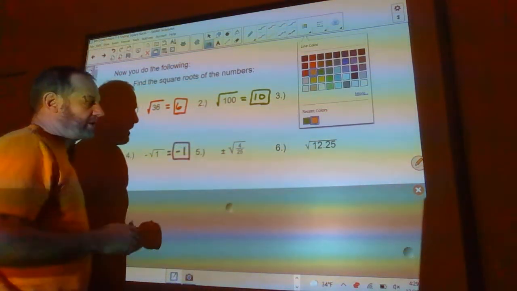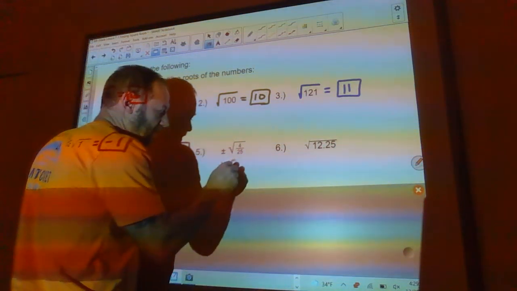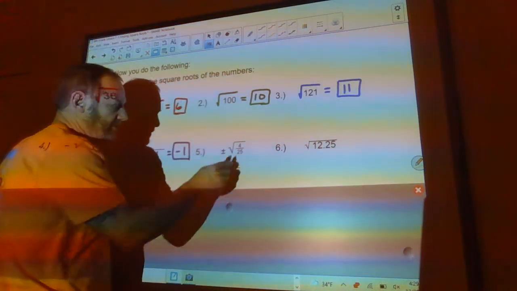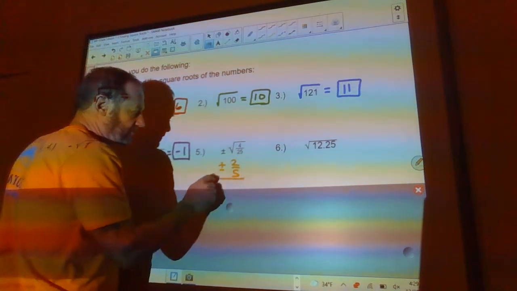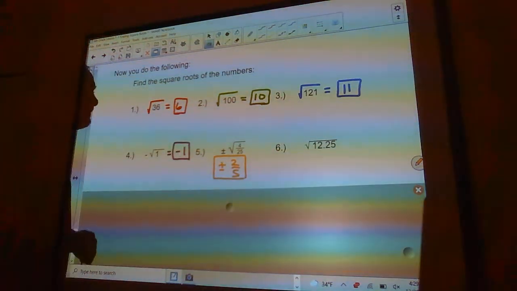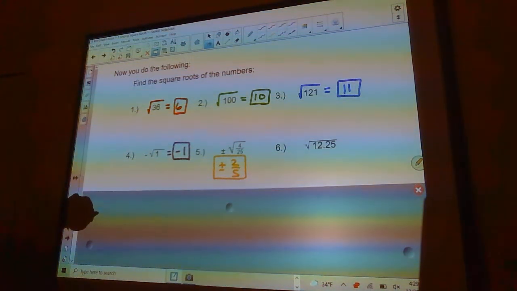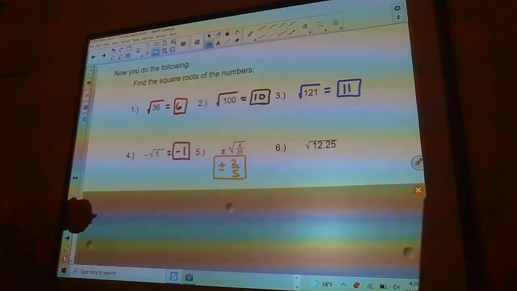The square root of 4/25, that's plus or minus, is going to be plus or minus 2/5, because the square root of 4 is 2 and the square root of 25 is 5. And the square root of 12.25, that's one I should know off the top of my head, and I don't, so we're going to go ahead and calculate that here. The square root of 12.25 is 3.5.